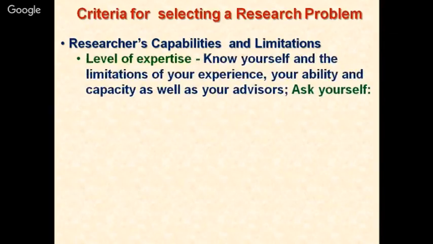So your level of expertise, it means as a researcher, you need to know yourself and the limitations of your experience, your ability, your capacity, as well as your supervisor's capacity. Because you go to the supervisor, I want to work in this area. He says, this is not my area. Okay, but you are insisting him or her to say in that particular area. So वो wholeheartedly आपको support नहीं provide करेगा.